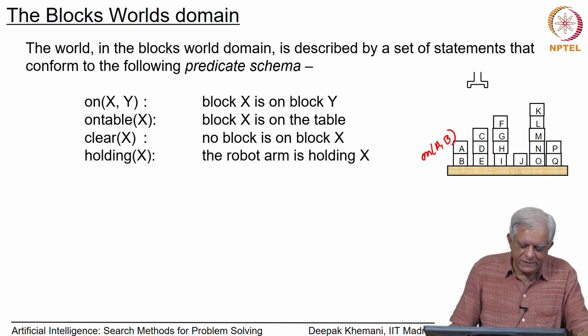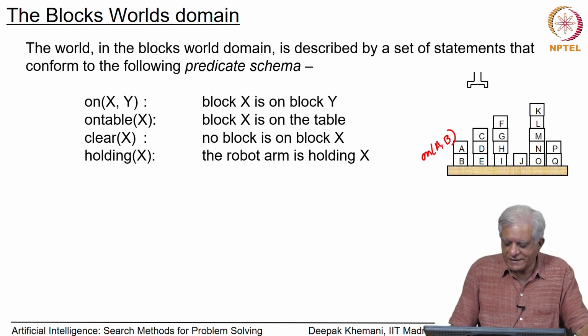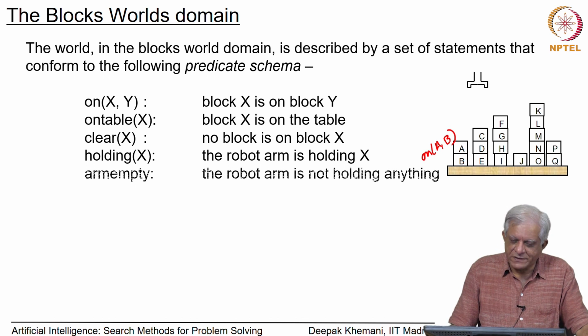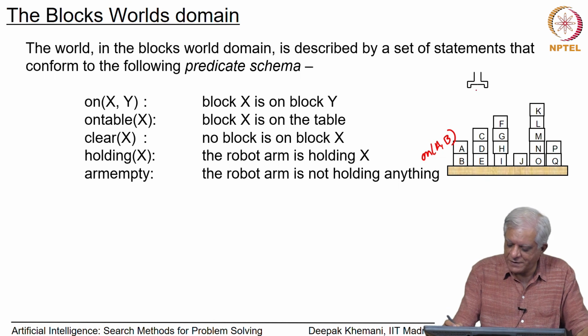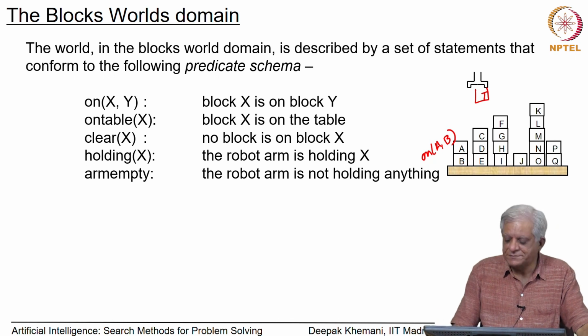Then there may be a situation where the robot arm is holding x, where x is a block, or it may be the case that the arm is empty, as it is in the current situation. But on the other hand, if the robot arm were to pick up some block, let us say this block is called T, then we would say holding T.